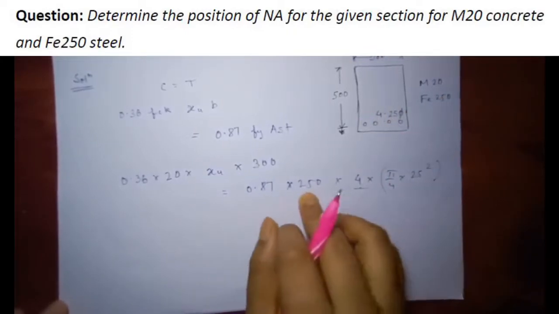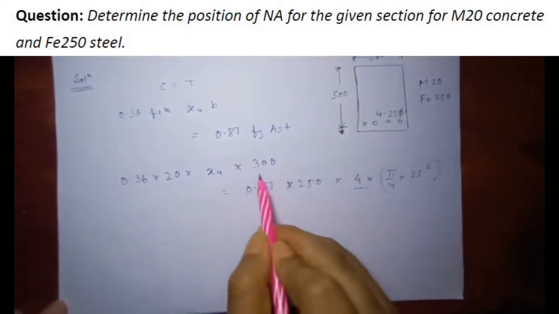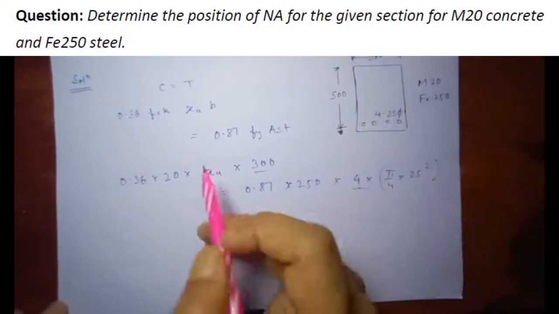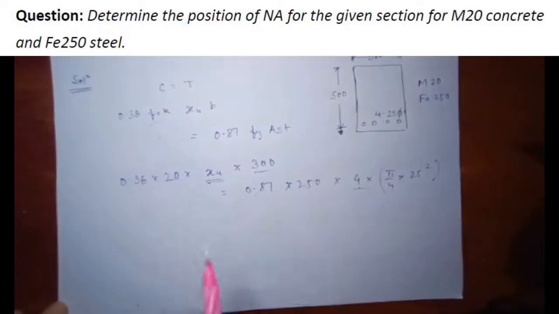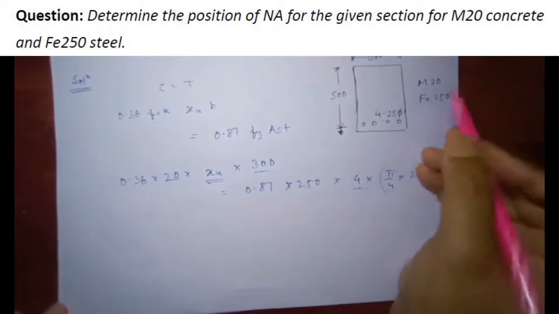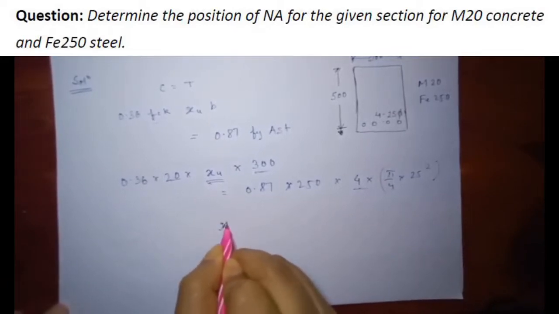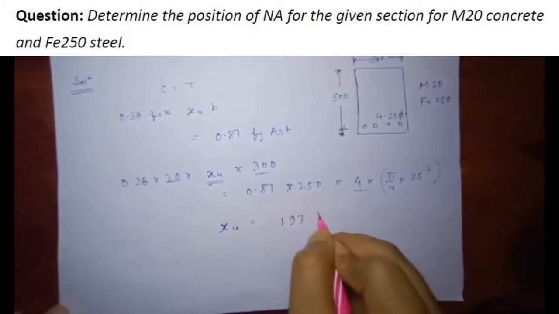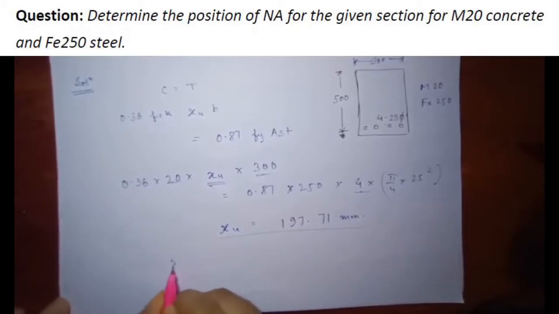This is our AST. 250 is the grade of the steel Fy, and 0.87 is the factor. 300 is the breadth, or the width, of the section, and XU is our neutral axis, which we have to find out. FCK is 20 and the factor is 0.36. By this I will get XU equal to 197.71 millimeter. So this is the value of our XU. Now I need to get the value of XU limit.